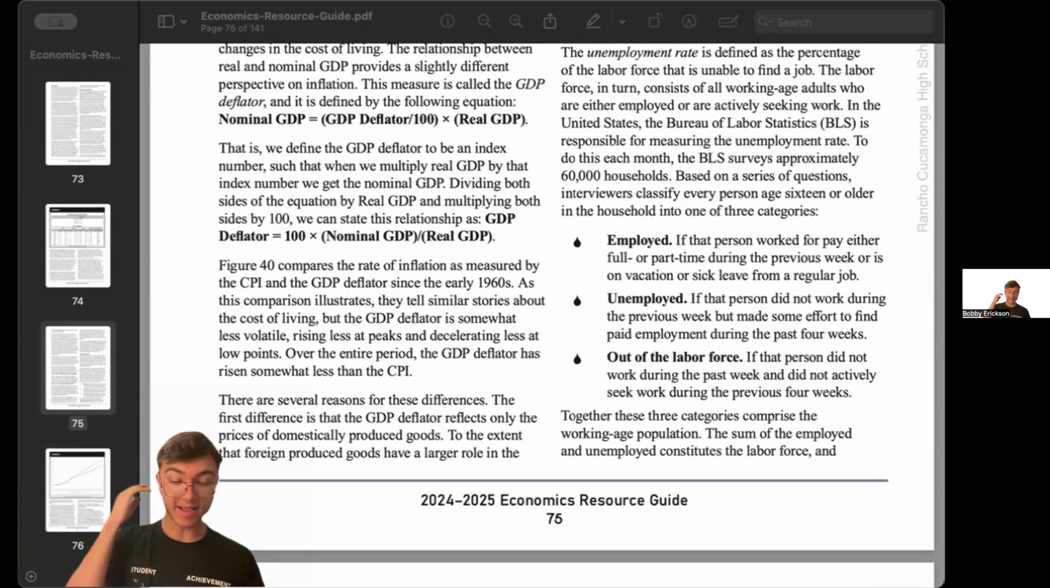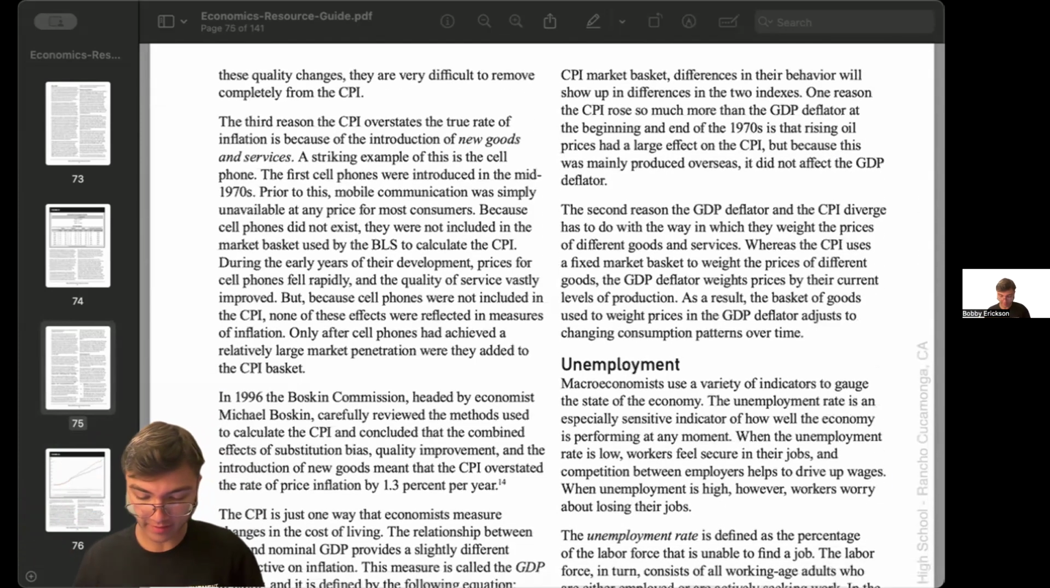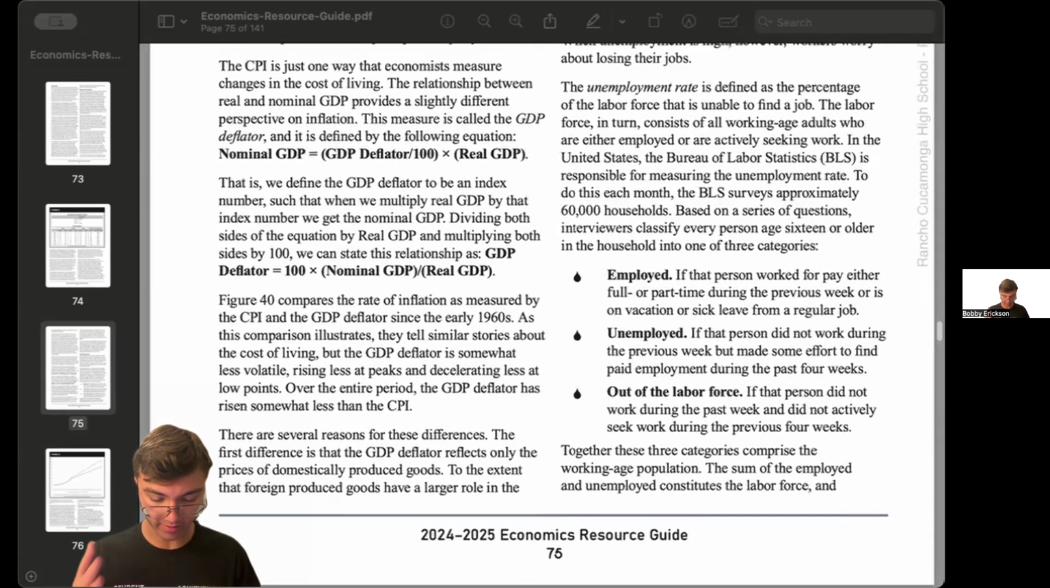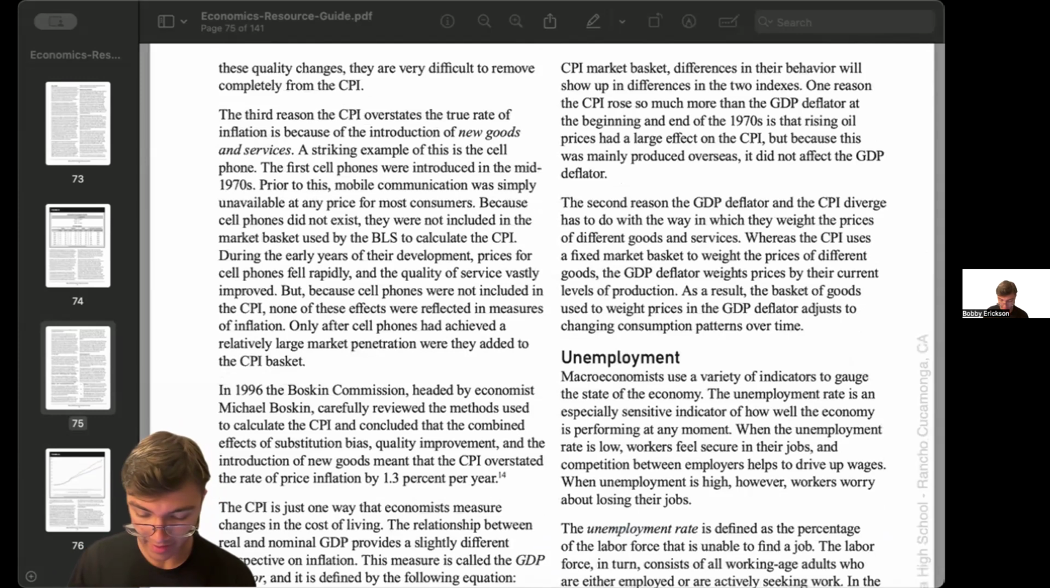Now, what makes these differences is our question. The GDP deflator only shows the prices of domestically produced goods, and foreign produced goods have a larger role in the CPI market basket. So differences in the behavior of purchasing foreign goods will show up in the differences of the two indexes. I'll say that again: the first difference is that the GDP deflator only shows domestically produced goods, and foreign produced goods have a larger role in the CPI market basket.